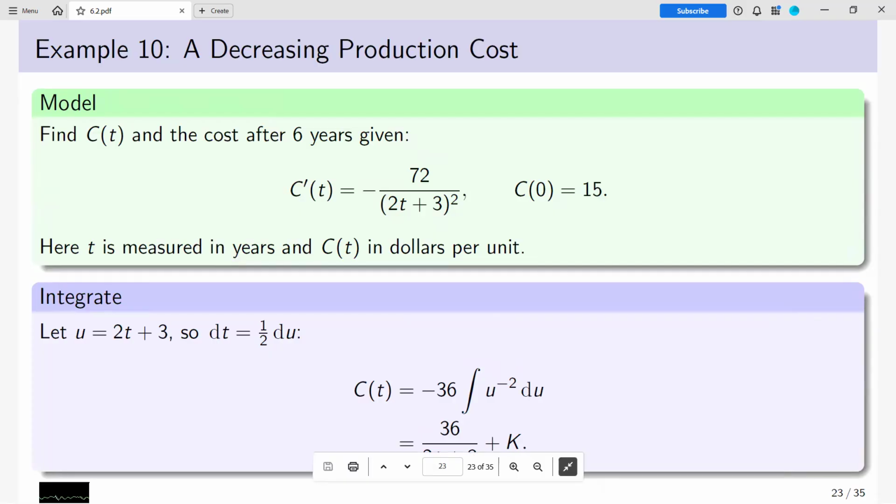The rate is negative, so the production cost is decreasing. Substitution with u equal to 2t plus 3 gives the general cost function. A decreasing cost is the kind of negative result every company places proudly in a positive presentation.